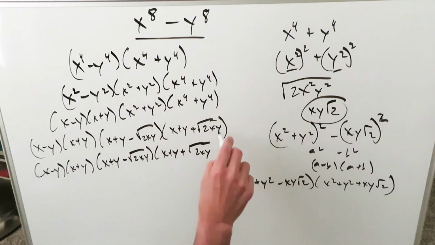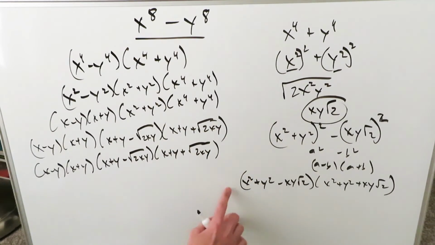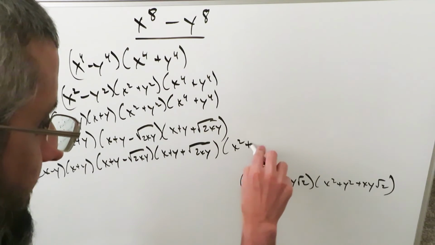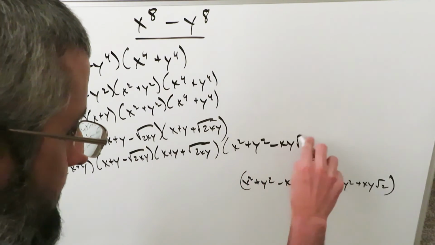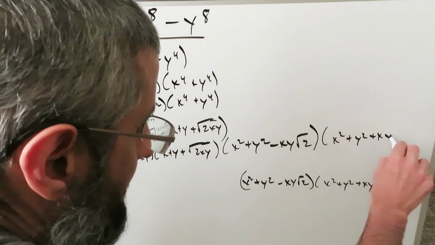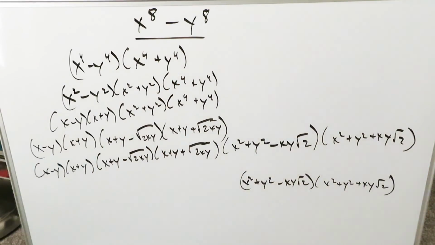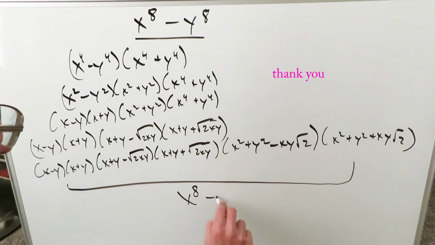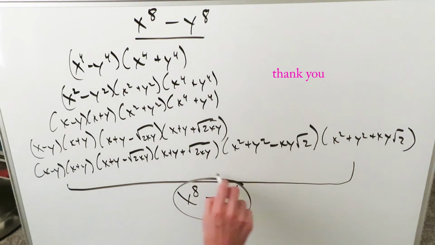This root encompasses everything, and now I have to add this. I'm going to add it, but I want to make space so I can add it all in a single horizontal row. We will have x squared plus y squared minus xy root 2, and then lastly x squared plus y squared plus xy root 2, and we are done. This in its entirety represents the complete factorization of x to the 8 minus y to the 8, and we are done with this video.